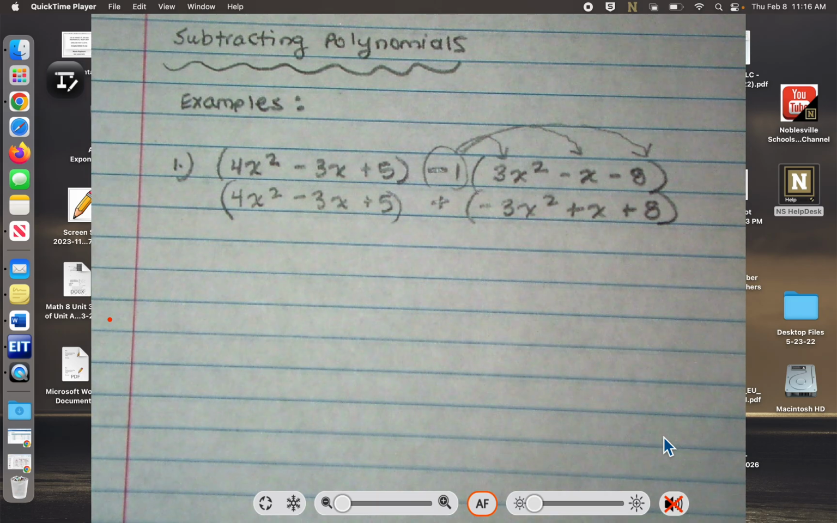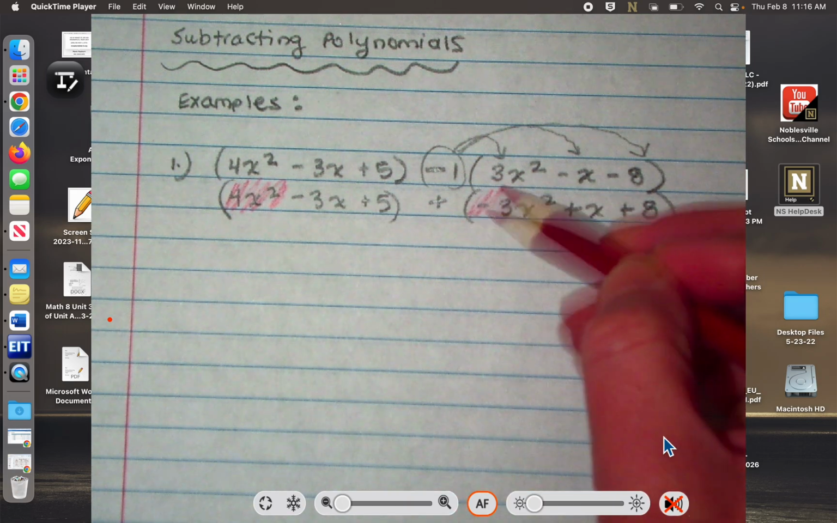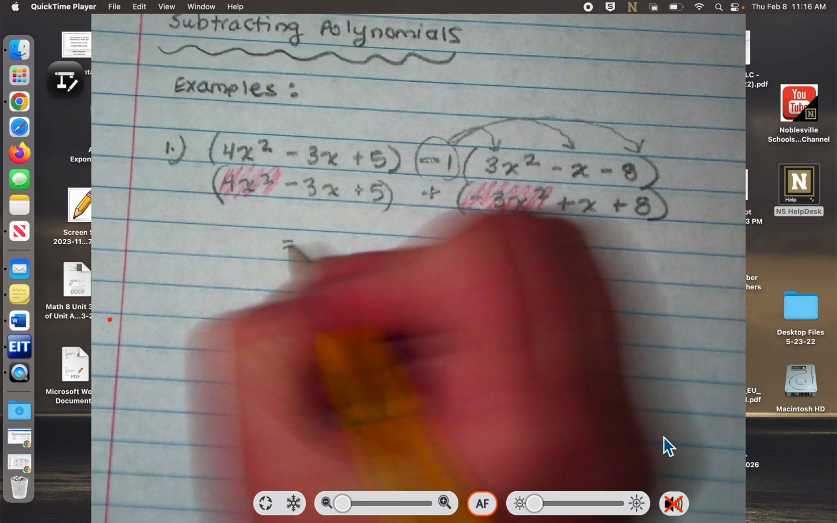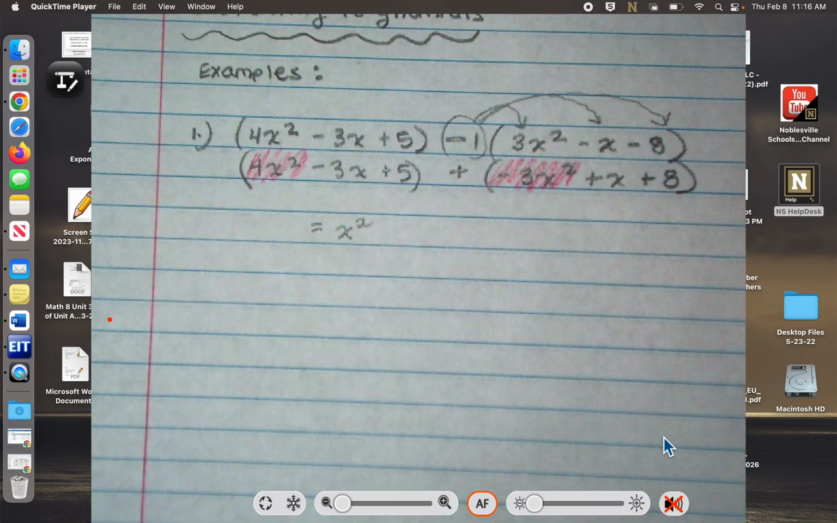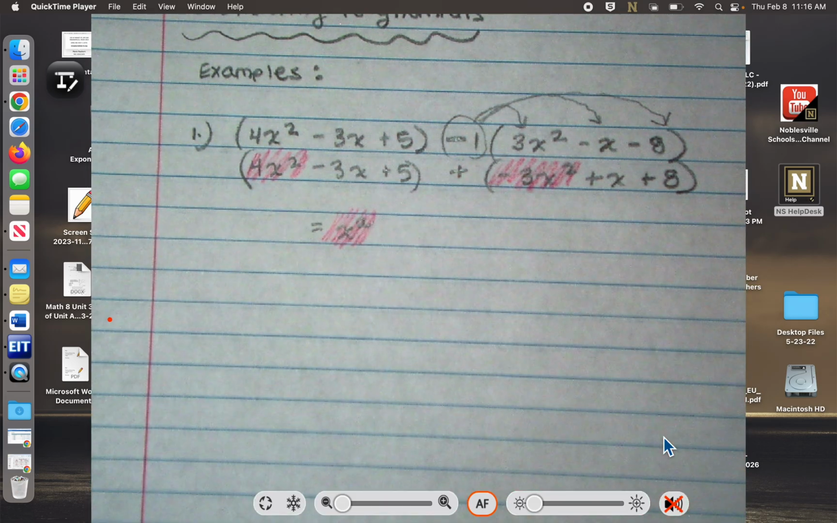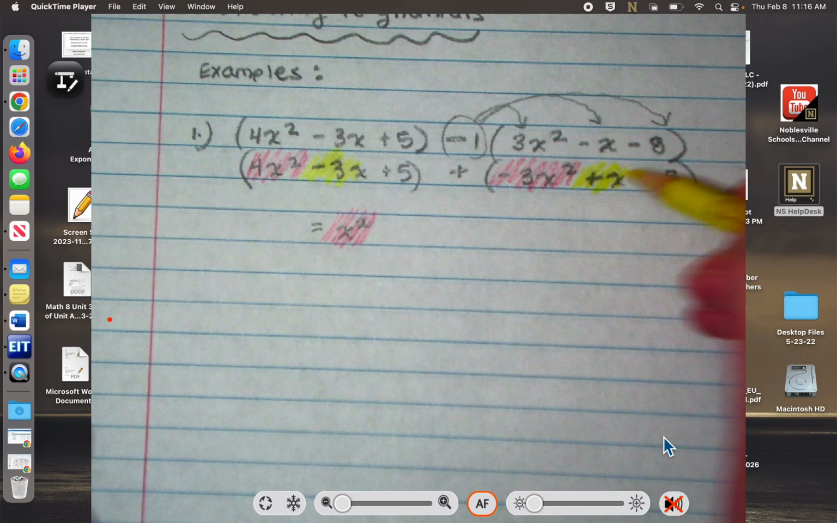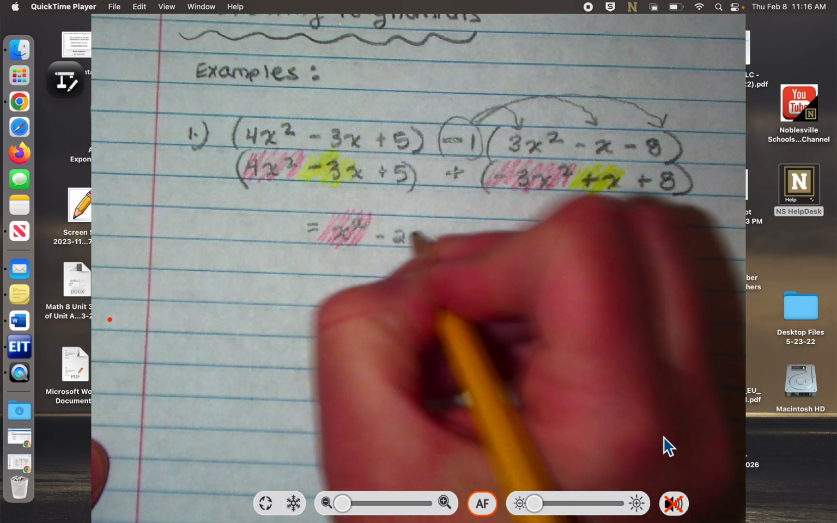Now we can combine, and we have a 4x squared and a negative 3x squared. How many x squared do I have left? 1x squared. Yep, you can just put x squared, or you can put 1x squared. It's up to you. Now we have some x's: negative 3x plus x. How many x's do I have? Negative 2 x's.